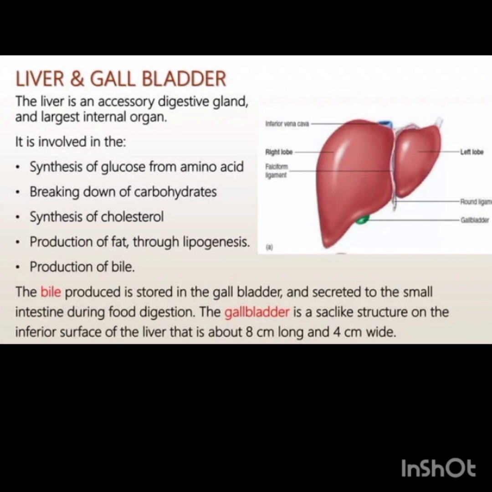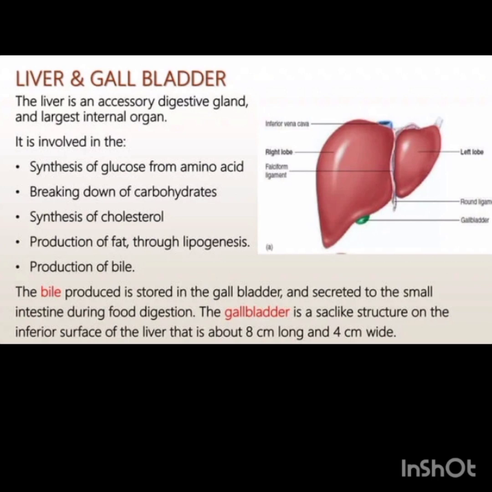And it also helps in the synthesis of cholesterol. Cholesterol is nothing but lipids, fats, and production of fat happens through lipogenesis. Genesis means production. And production of bile. The bile helps in the digestion process. Okay, these are all the functions of the liver. And the bile produced is stored in the gallbladder.